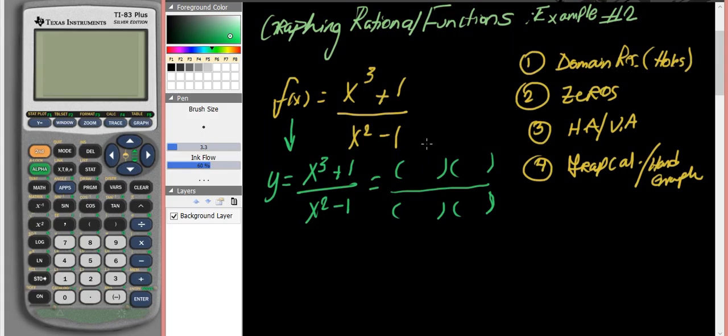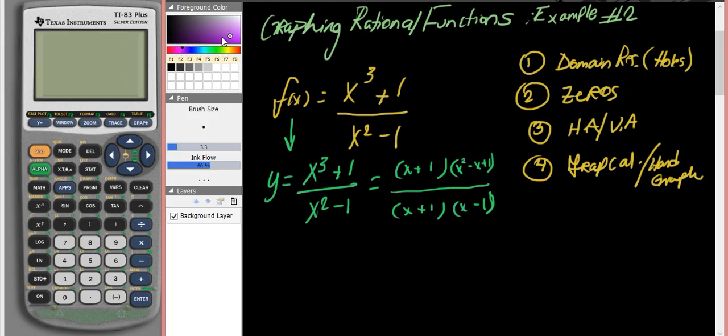So this is actually the sum of cubes. What we would do is this would be x plus 1 here, and then over here we'd have x squared minus x plus 1. If you don't remember the sum of cubes, we'll go over that in a later video. I don't have one on that right now. Now this is just the regular difference of squares, so we'll put x plus 1 and then x minus 1 here.